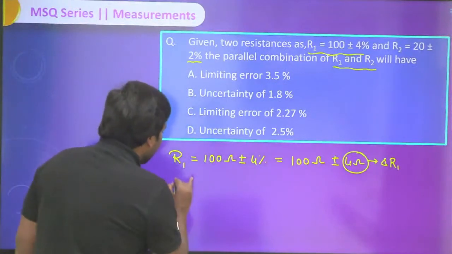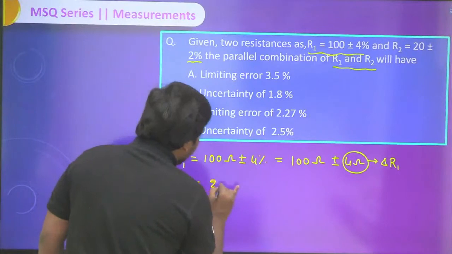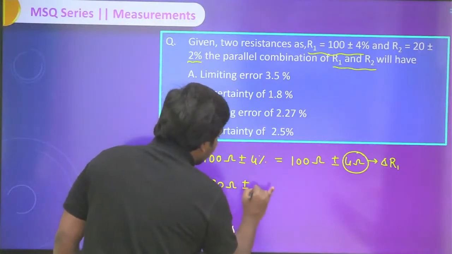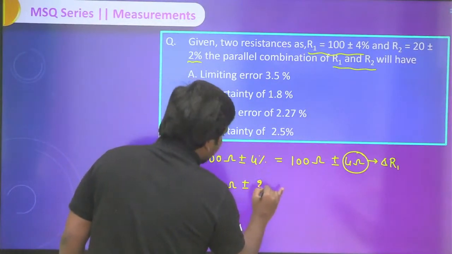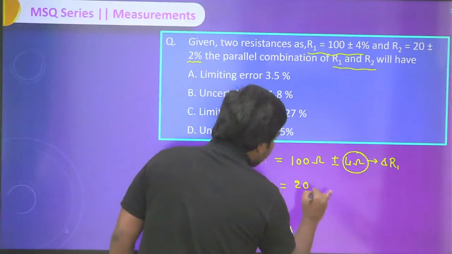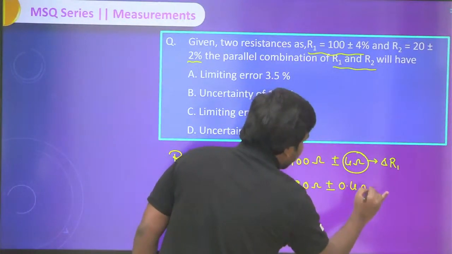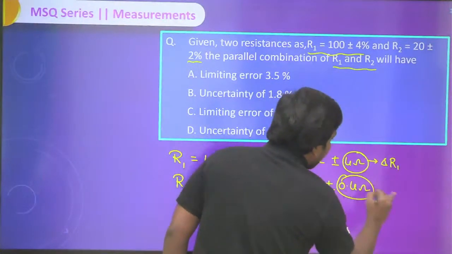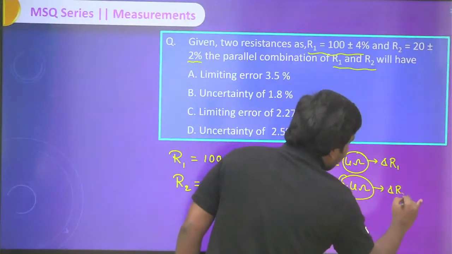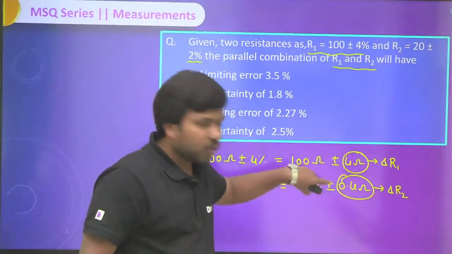Now moving ahead, if you rewrite the second one, that is R2. Resistance R2 could be written as 20 ohm, of course, plus or minus how much? 2%. 2% of 20 ohm, how much is that? So 20 ohm and 2% of 20 ohm, I could say this is 0.4 ohm here, correct? So let me call this delta R2 here. So we have two resistances. Of course, delta R1 is the first one and delta R2 is the second one.